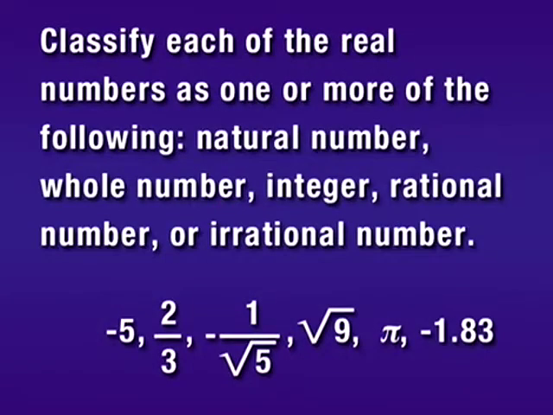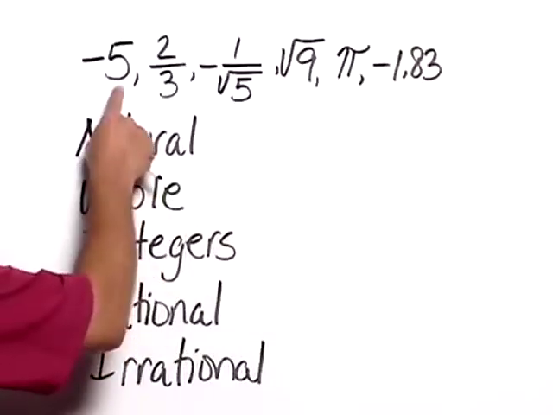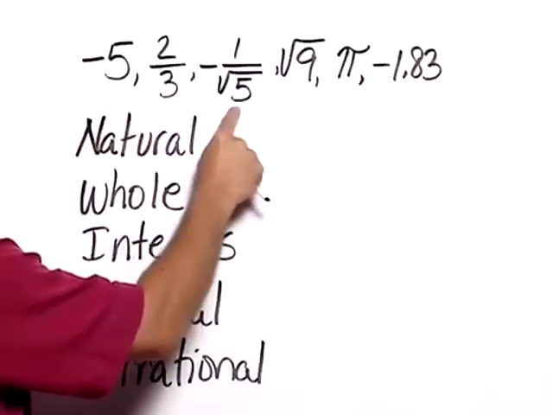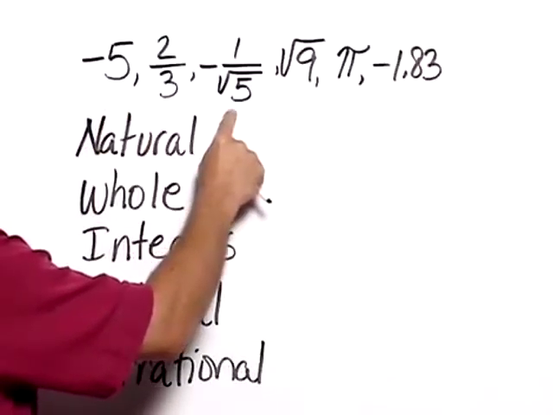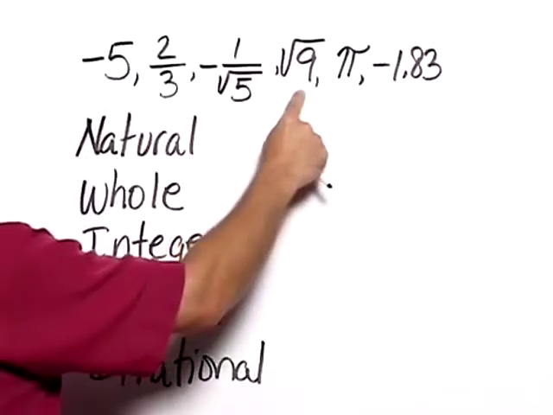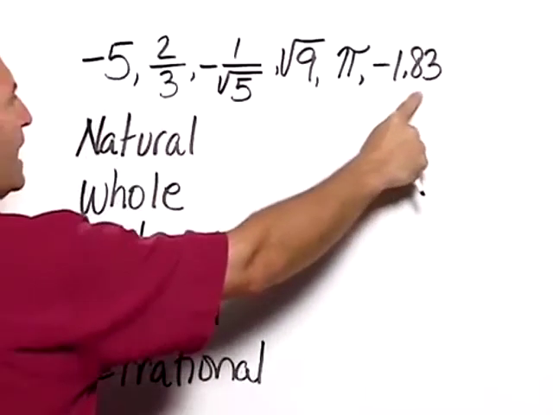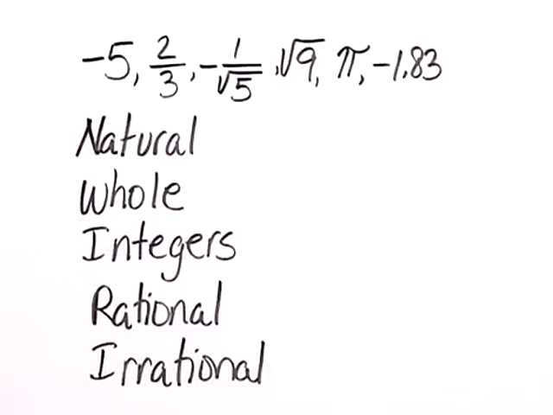Classify each of the real numbers as one or more of the following: natural number, whole number, integer, rational number, or irrational number. We have the numbers -5, 2/3, -1 over the square root of 5, the square root of 9, pi, and -1.83. Remember, the natural numbers are the counting numbers.